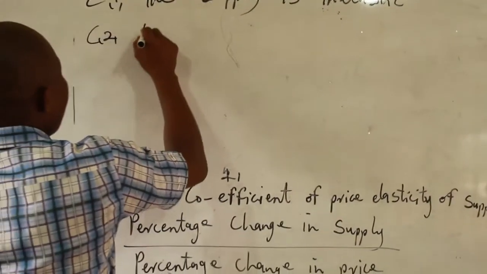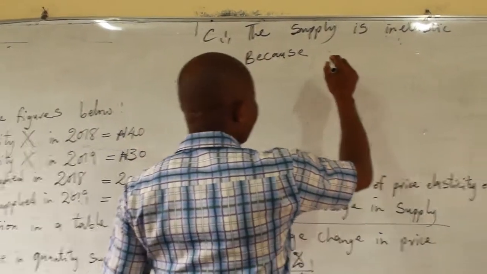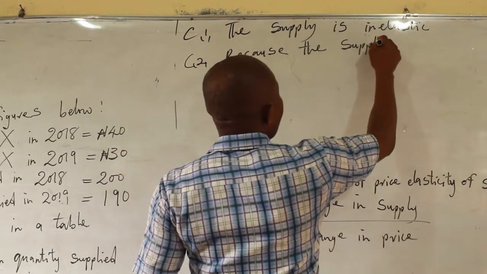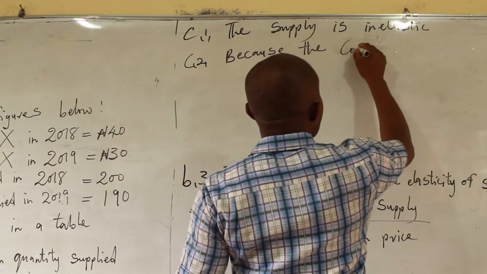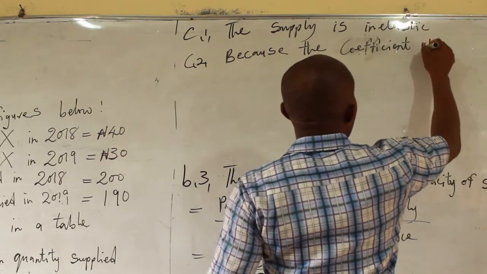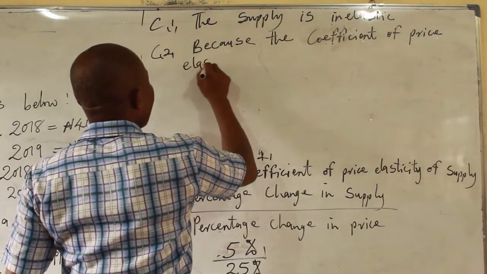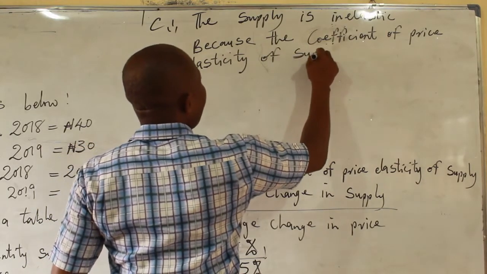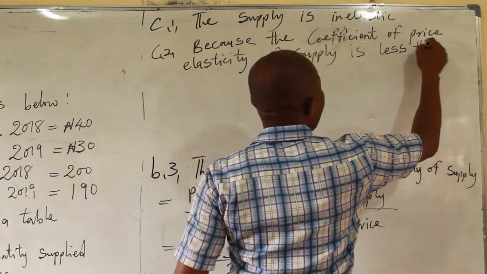And C2, we are asked, how do you know? Because the coefficient of price elasticity of supply is less than 1.